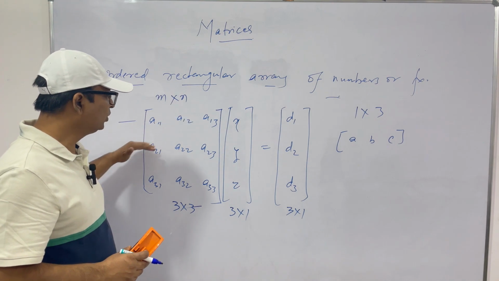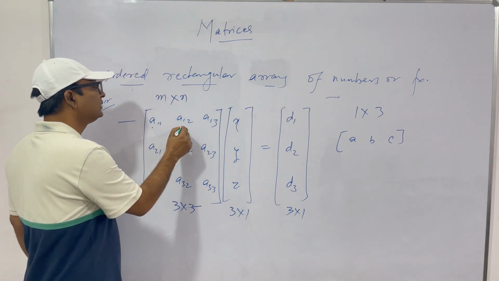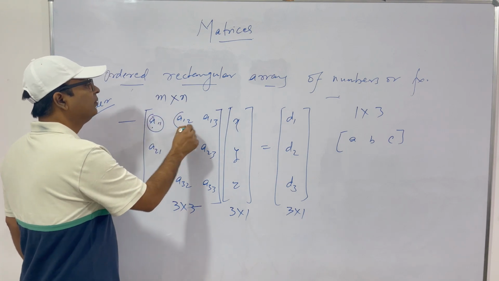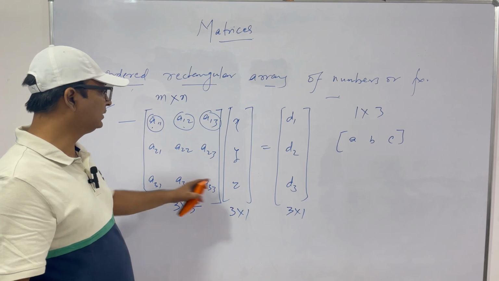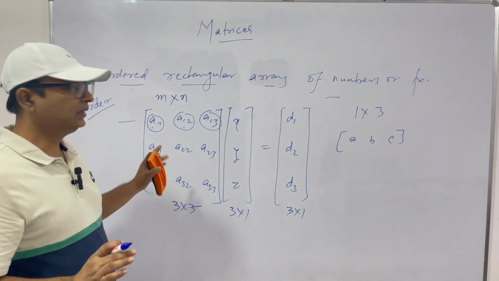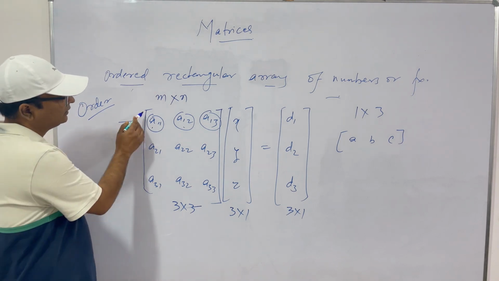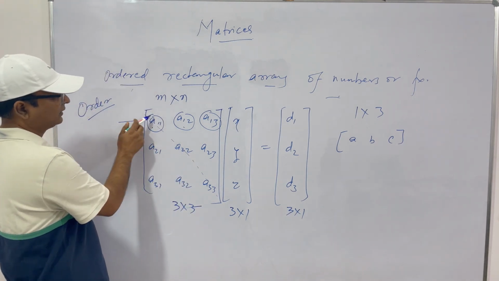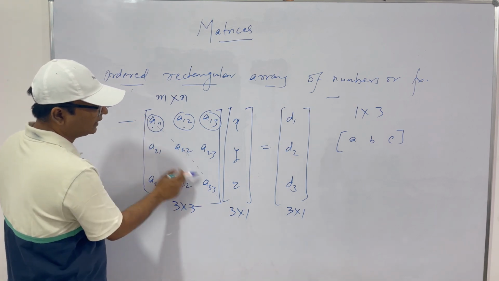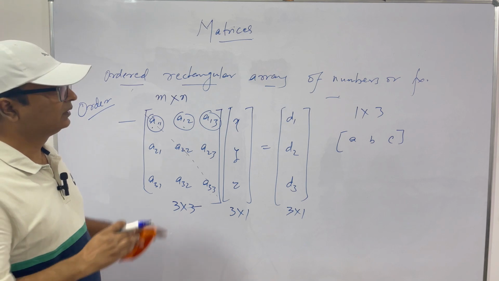This is called row. This is called column. And the individual entities that you see, they are called elements. Elements of the matrix. Clear? These all are elements. Every entity inside the matrix is an element of the matrix. Now this is called a diagonal. Diagonal of the matrix: a11, a22, a33. This is the diagonal of the matrix. What is the use? We will be seeing later on.